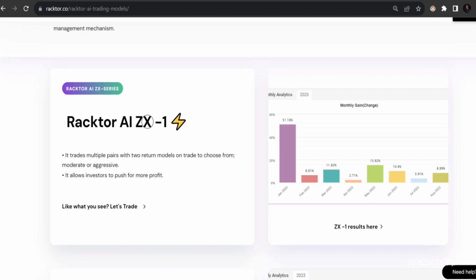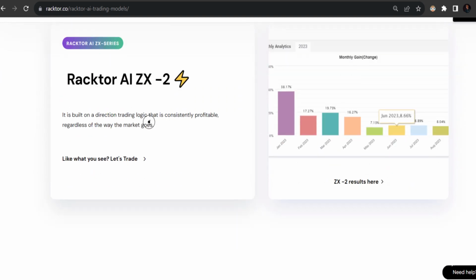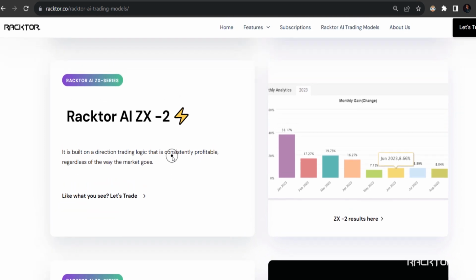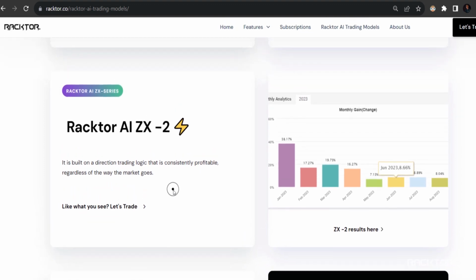All right, so finally, let's go to ZX2. ZX2 is built on a direction trading logic that is consistently profitable regardless of the way the market goes. So if you are an investor or a trader that is more direction conservative, or you want to follow the market direction, you want to follow the trend, then ZX2 might be the AI for you that you want to trade your account.